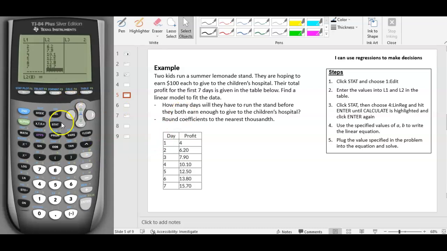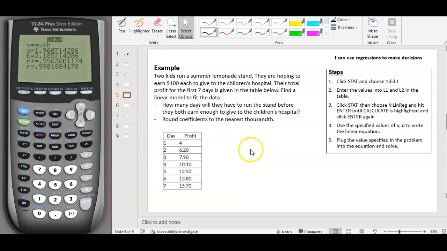Okay, so now what we're going to do is go to Stat, Calculate, and choose Linear Regression, which is option 4. And we are going to get it to give us the equation. So we want to round to the nearest thousandth. So let me write it as y equals 1.961 x plus 2.186. Okay, so that is my linear model. Notice the R value is close to 1, so this is a pretty good linear model.